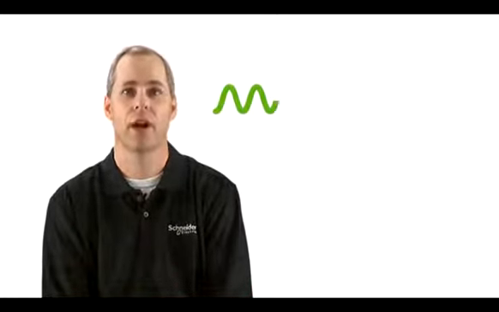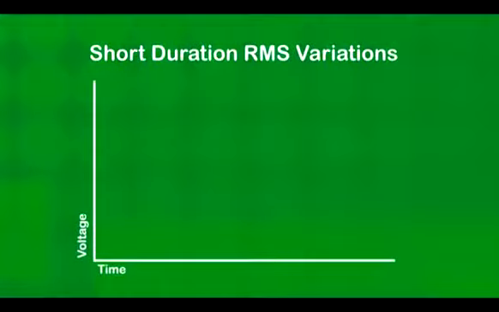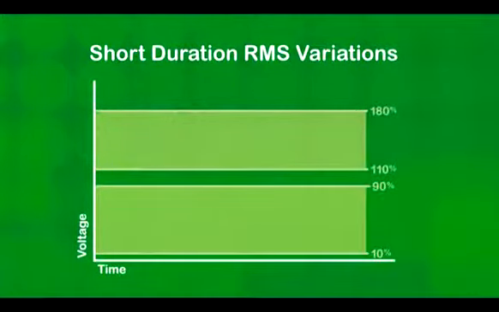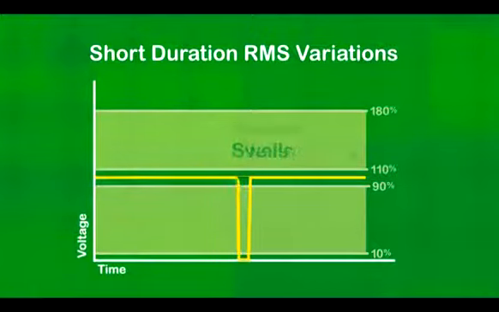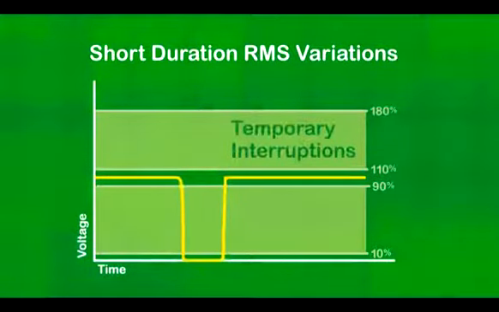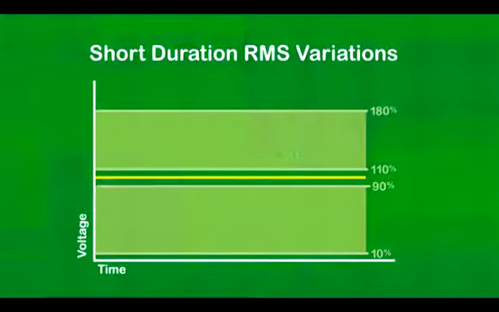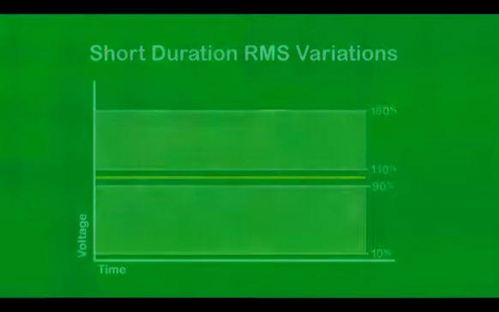The second power quality phenomena to be discussed is short duration RMS variations. Short duration RMS variations are defined as having a duration of 1/2 cycle up to 1 minute. They also include a magnitude component that will be discussed in more detail later. Short duration RMS variations are broken down into several well-known subcategories including sags, swells, momentary interruptions, and temporary interruptions, all of which will be discussed in more detail.